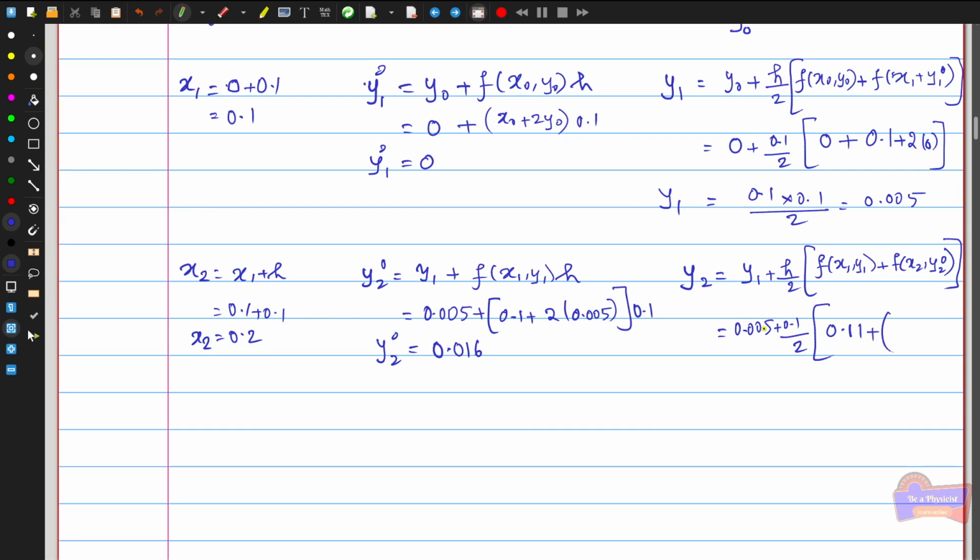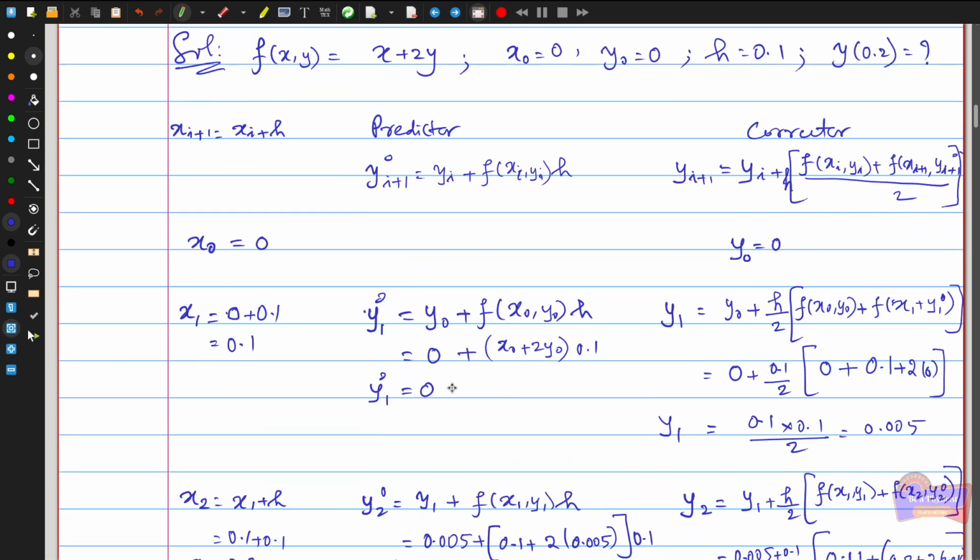So the x2 value is 0.2 plus 2 times y20 is 0.016, so that I can estimate the solution. The final value is 0.0221. So that is my y2 value at the time step of 0.2. So at y of 0.2, I got the value as 0.0221.